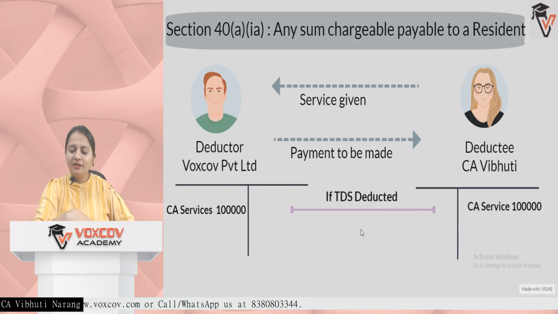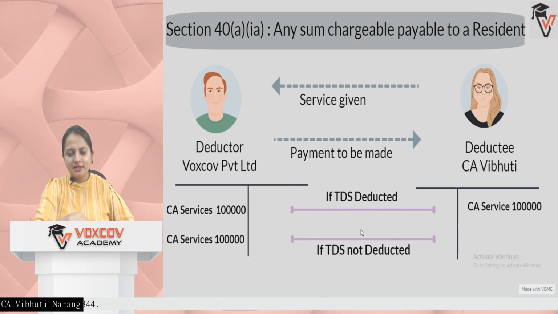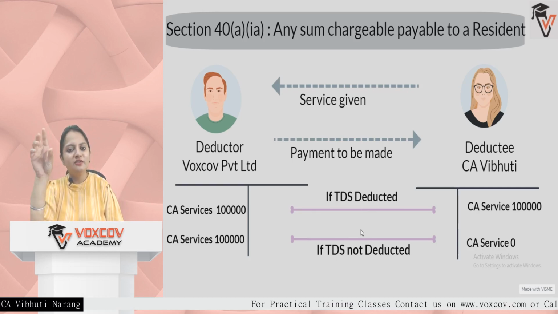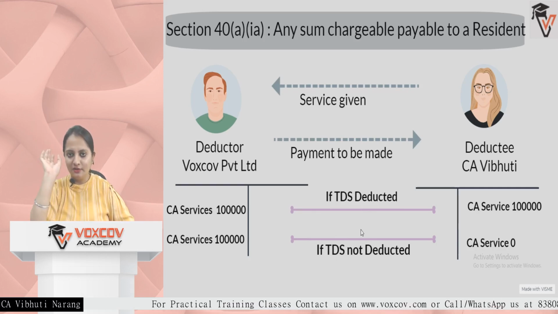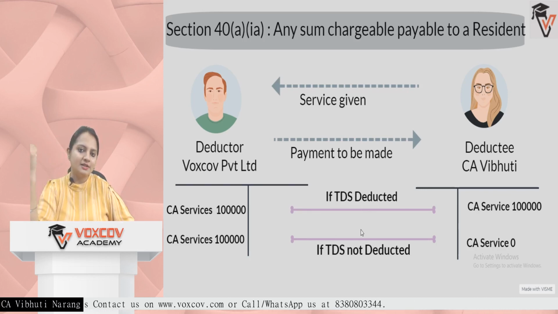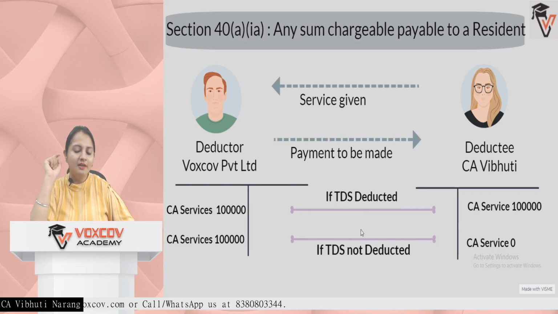Let's suppose the TDS is not deducted. Ideally, the TDS concept was made applicable just to curb the effect of tax evasion, so that no person evades tax and everyone pays tax on everything. If the TDS is deducted, that is reflected in 26AS of the deductee, and the deductee has to mandatorily file a return and disclose that income in his or her income tax return.